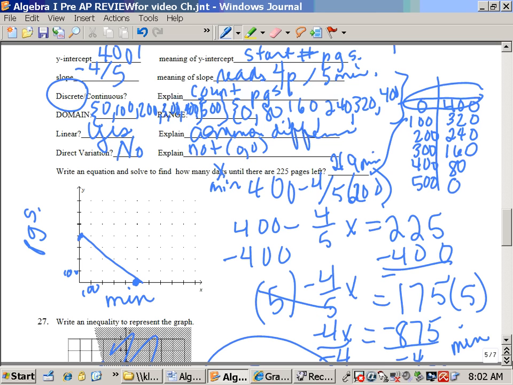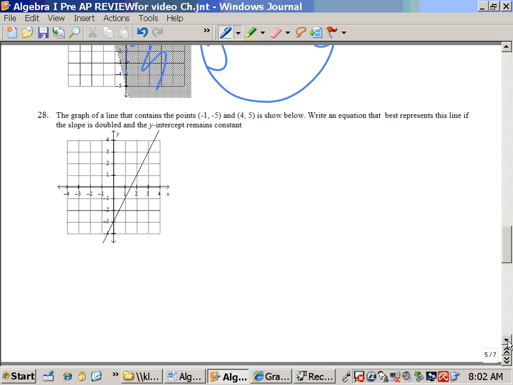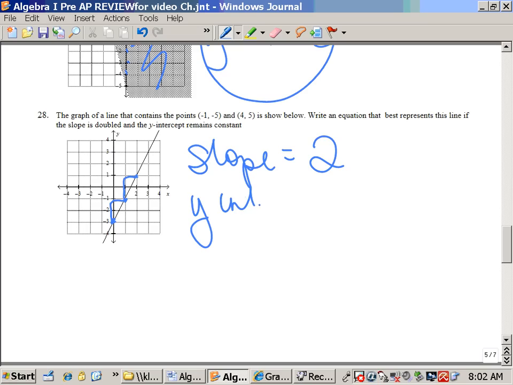Okay, 28. The graph of a line that contains those points is shown below. Write an equation that best represents this line if the slope is doubled and the y-intercept remains constant. What is the slope right now? There's a point, there's a point, up 2 over 1, up 2 over 1. So my slope is 2. Does that make sense? And my y-intercept is what? Right there at negative 3.